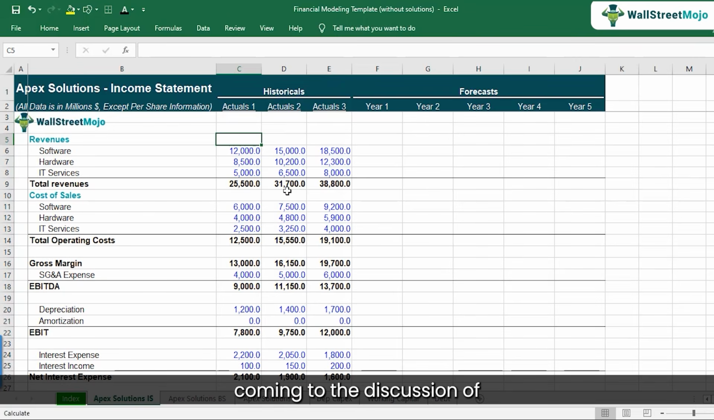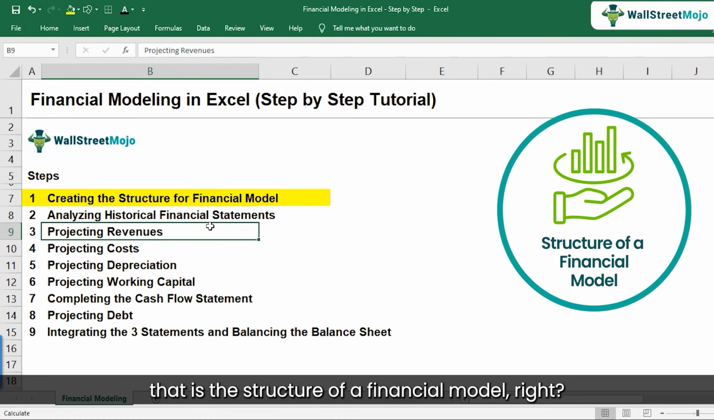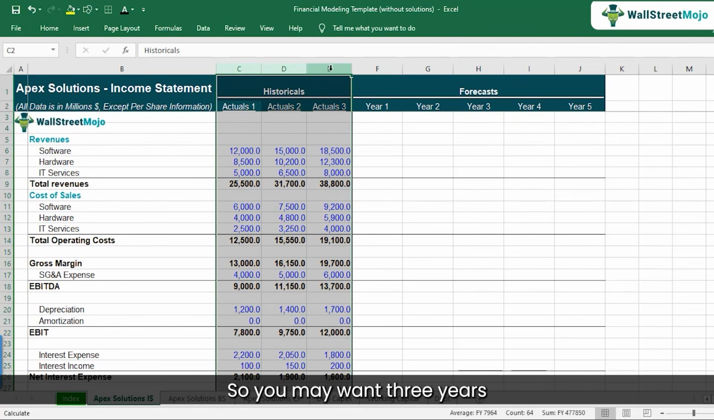Now, coming to the discussion of step number one, that is the structure of a financial model, right? So once you have the financial data with you, you have to put that in a very systematic fashion in the Excel sheet, which I've already done for you. But the idea here is that you have to have a well formatted financial model like the way it is here, right? So you may want 3 years or 5 years of projected data, I mean that historical data with you, so that you can do analysis on that data. So the structure would mean you have income statement, balance sheets, cash flow data with you in appropriate format.